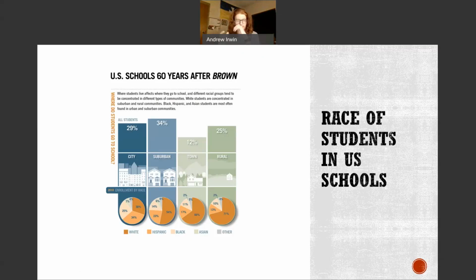cities, it's much more mixed, and it's based around socioeconomic status. And there tends to be a trend that inner cities are less better off socially and economically, and that's reflected in the composition of their classrooms.